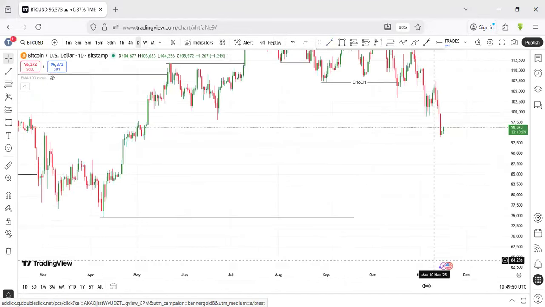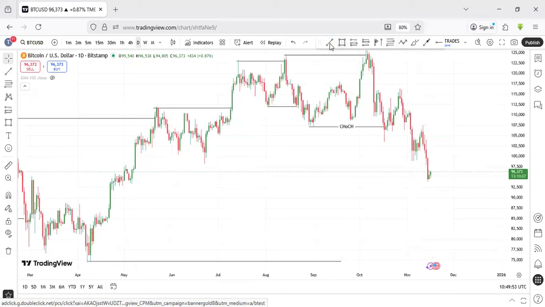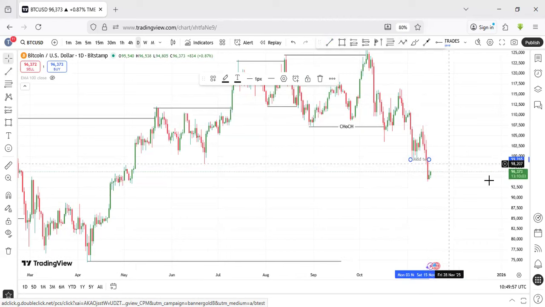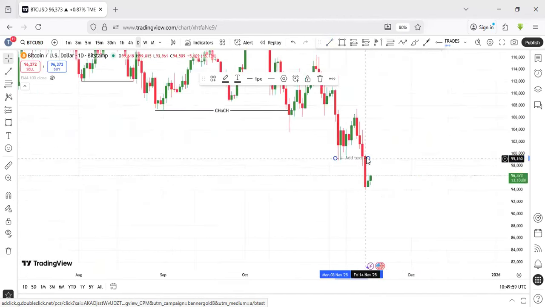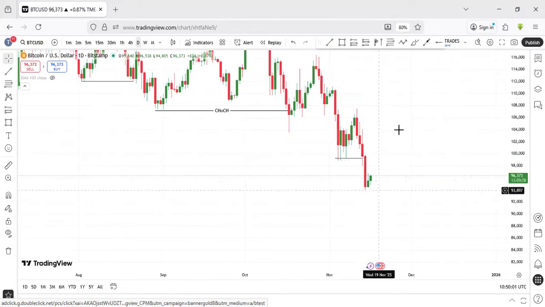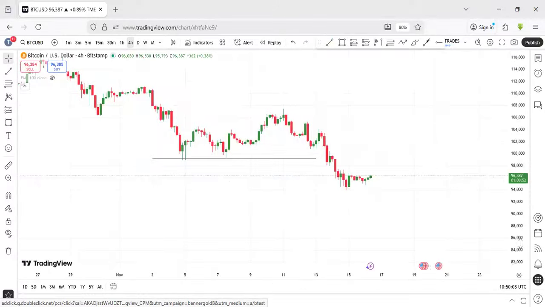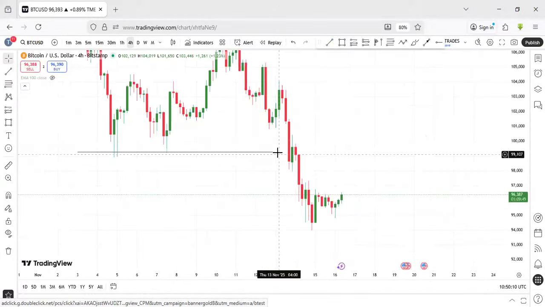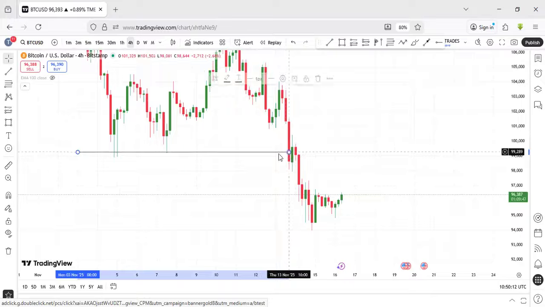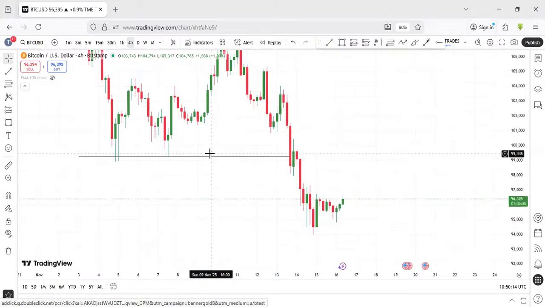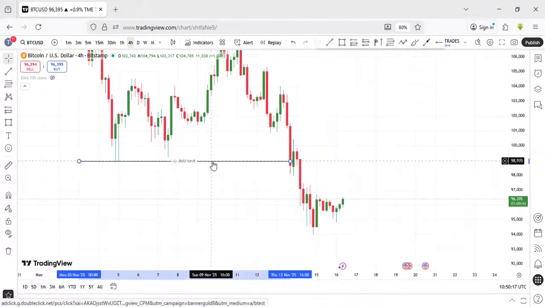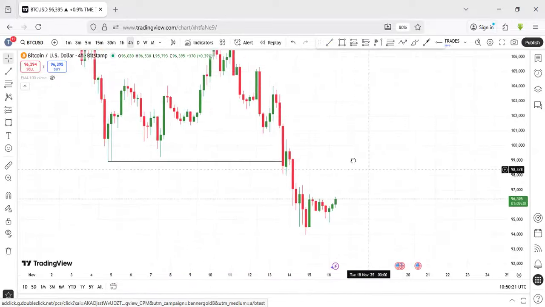Now on daily, as you can see now, this structure has been broken. And after break of structure, what do you expect? You expect the market to at least retest the structure or go up before we see more continuation to the downside. So when we get to 4 hours, we discover that this market had already given us some internal structure before this break to the downside. So what are we expecting?